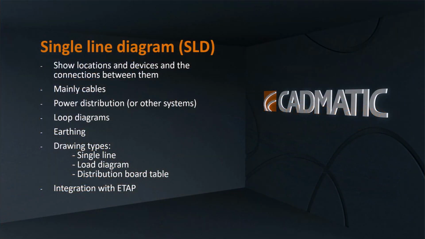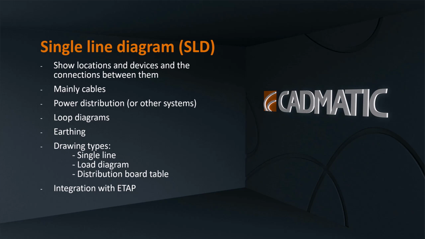Let's jump to the single line drawings. What is a single line diagram or single line drawing? From the CADMATIC Electrical point of view, it's a drawing that shows you the locations and devices and also the connections between them. And the connections are made mainly with cables or maybe some other bigger connections, meaning that there are no termination points in the single line drawings. You can only have the locations, you can only have devices drawn in there.